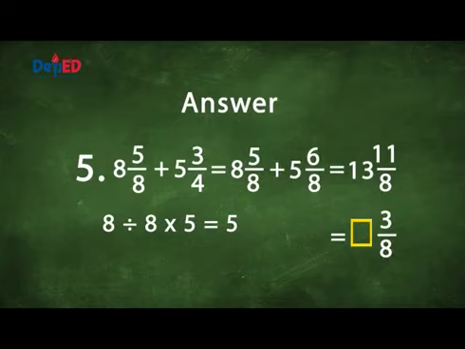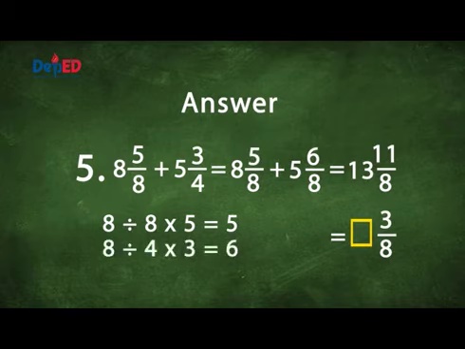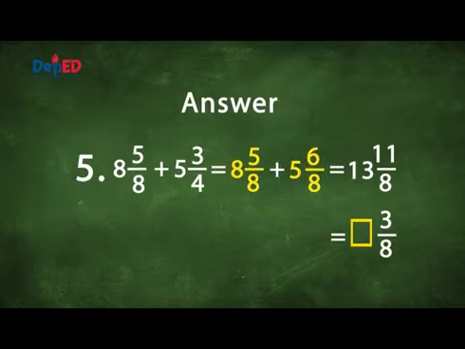Next time, if the LCD and the given denominator are the same, just copy the numerator. 8 divided by 4 times 3 equals 6. Step 3. Since we are adding mixed numbers, add first the whole numbers. 8 plus 5 equals 13. Then, add the numerators. 5 plus 6 equals 11 and copy the common denominator 8.